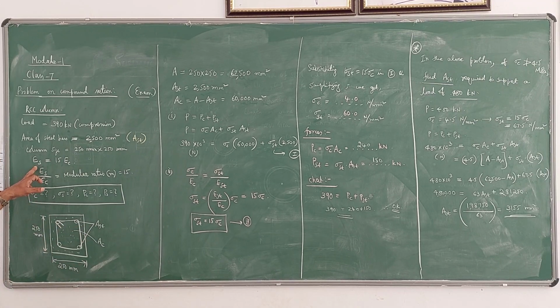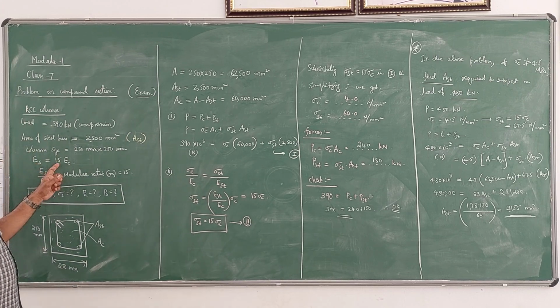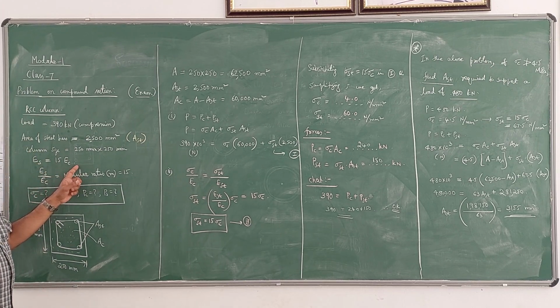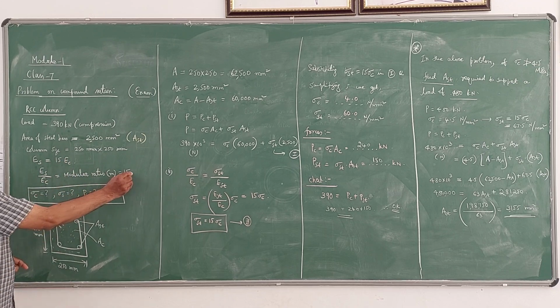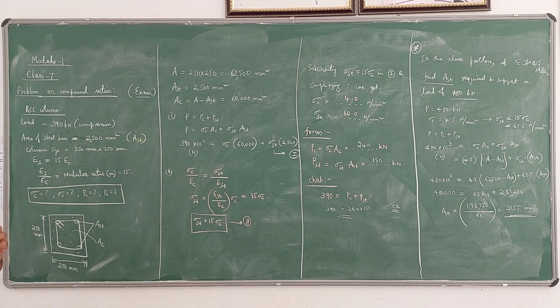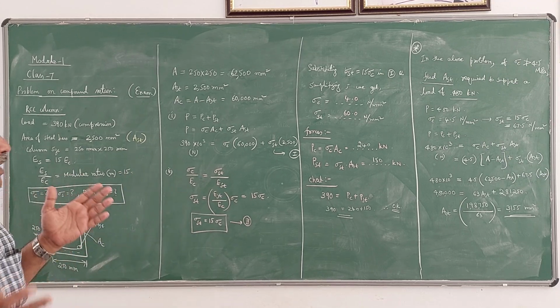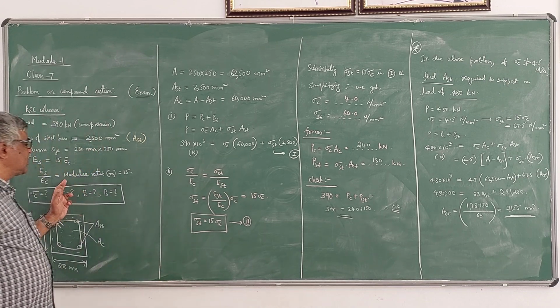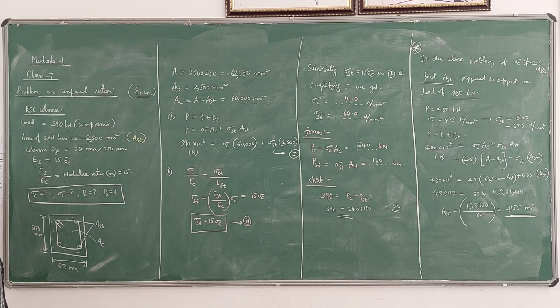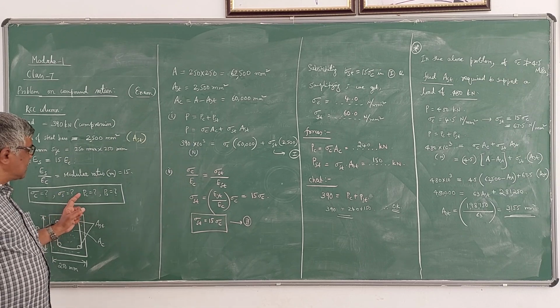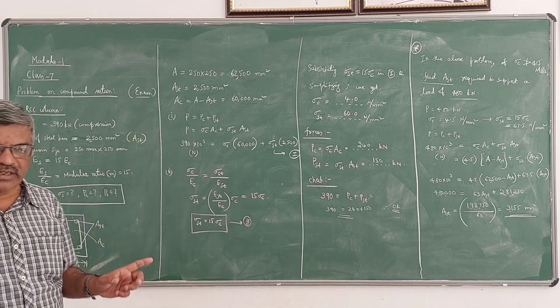In this case, instead of giving the values of ES and EC separately, he has given the ratio. Young's modulus of steel is 15 times Young's modulus of concrete, so the ratio ES by EC is 15 here. This ratio in RCC is called the modular ratio. So the ratio of Young's modulus of steel to Young's modulus of concrete is known as modular ratio. In this problem, he has given the modular ratio as 15, that is ES by EC. He has asked for the stresses developed in concrete and steel, sigma C and sigma S, and the forces taken by concrete and steel, PC and PS.